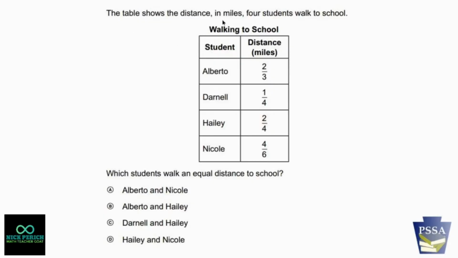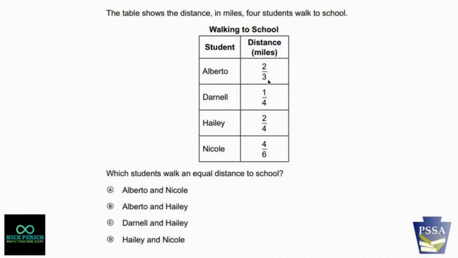The table shows the distance in miles 4 students walk to school. So you have your table called Walking to School. On the left side, you have 4 students, Alberto, Darnell, Haley, and Nicole. And on the right side, you have distance in miles.